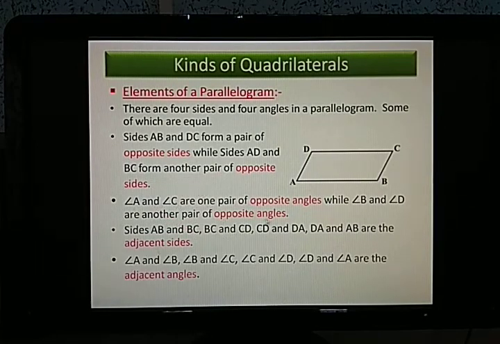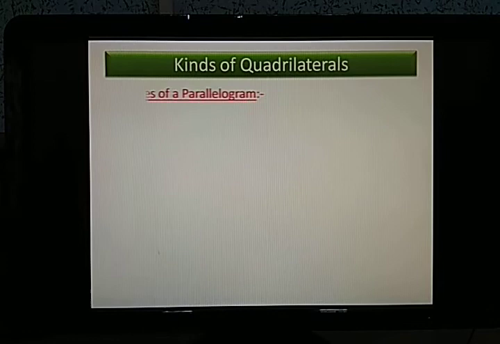Similarly, there are adjacent angles also. Angle A, angle B will be adjacent. Angle B, angle C will be adjacent. Angle C and angle D will be adjacent. Angle D and angle A will be adjacent. Clear? Now next one is, so these are the elements of a parallelogram. It has opposite sides, it has opposite angles, it has adjacent sides, and it has adjacent angles. Now next is the properties of a parallelogram.